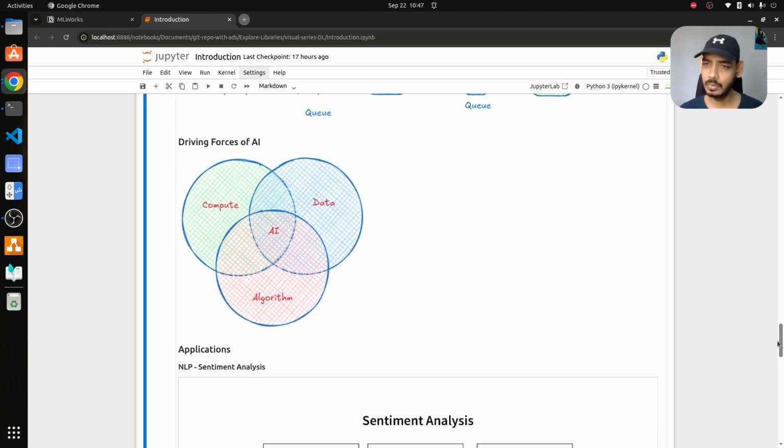These are the driving forces of AI. First is compute. Without GPUs, I don't think we'll be making such rapid development. And data is at the heart of either machine learning, deep learning, or in general AI. It's at the heart of it. And algorithms is where everything is getting learned. So without these three factors or pillars, I don't think AI would exist as we see it today.